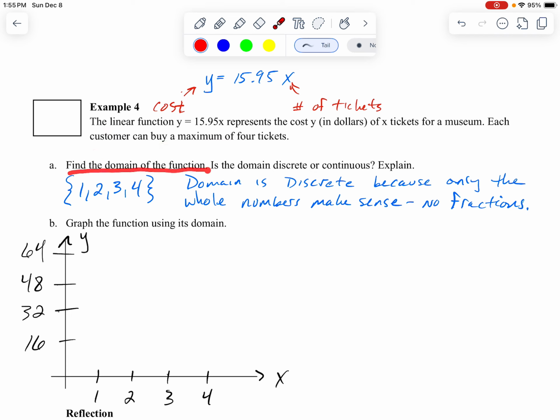So find the domain, and is the domain discrete or continuous? So here's what we mean when we talk about discrete: with tickets, we can't have partial tickets. It only makes sense to sell whole tickets. And since a customer can only buy 4, our domain, our possible values are 1, 2, 3, or 4. That's the only number of tickets that somebody can buy. So again, the domain is discrete because only whole numbers make sense, no fractions.